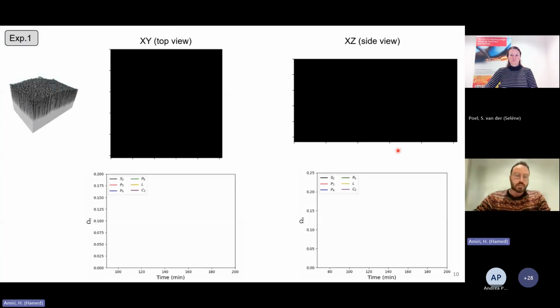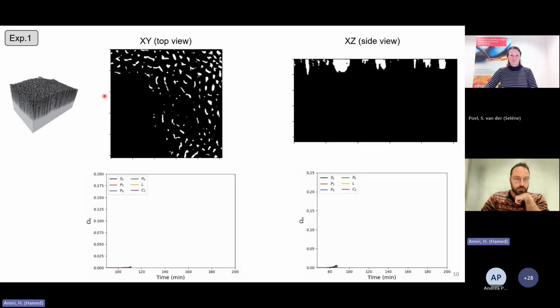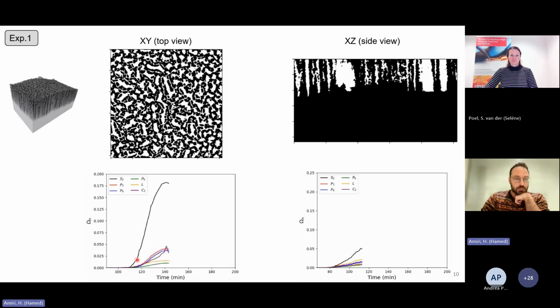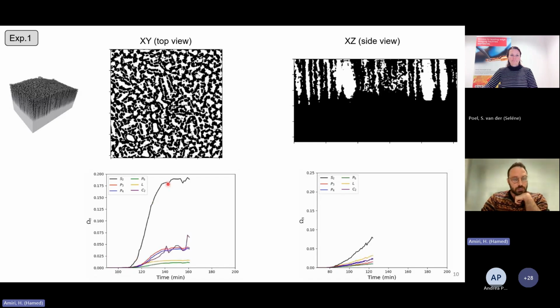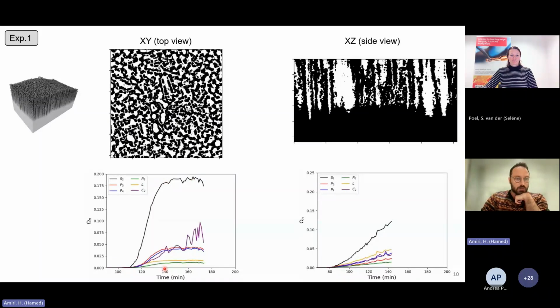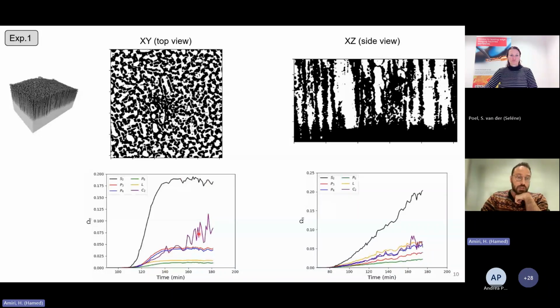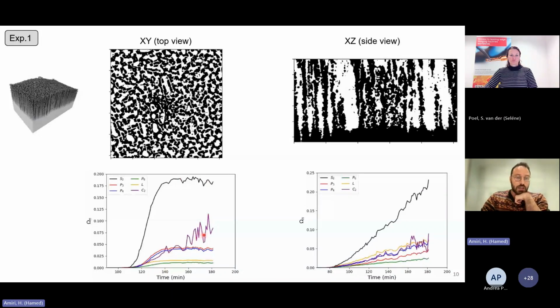Here you can see some results. In experiment 1, in the XY plane, you can see that all the SMDs rapidly increase at the beginning, but at some point, after about 140 meters, they all stabilize, except the 2-point cluster function, this purple curve. This shows that after this time, your microstructure doesn't change that much, but the only thing that is changing is the cluster connectivity between the pores, which increases with some oscillation.